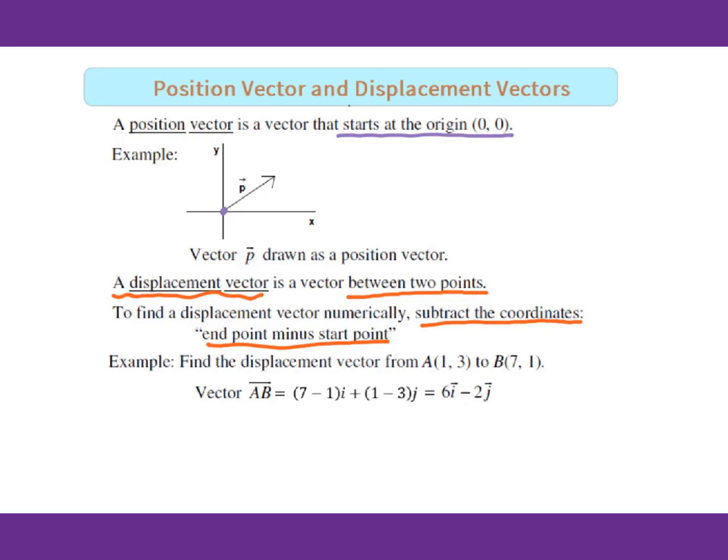For example, find the displacement vector from these 2 points. What you have to do is endpoint minus the starting point. So we have 7 minus 1 and 1 minus 3 for G. Or you can write it down like this. 7 minus 1, 1 minus 3, so that will be 6, negative 2.